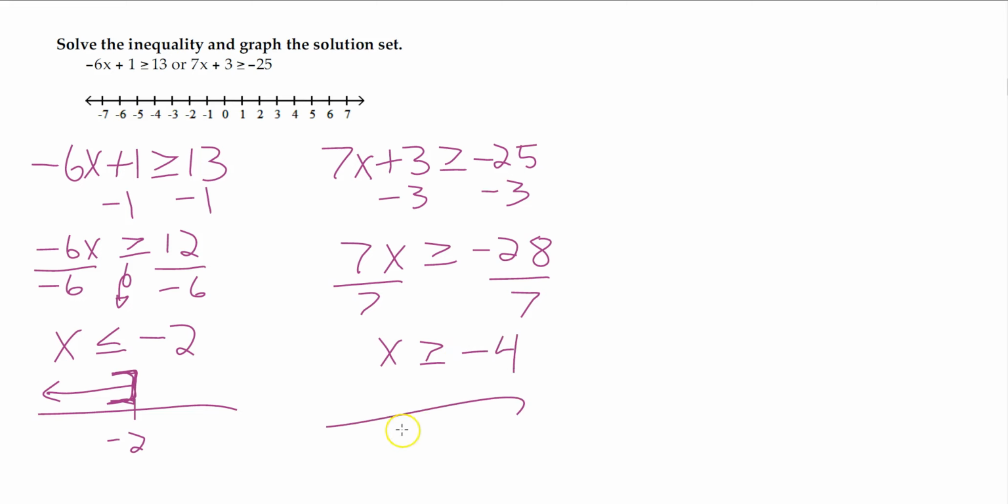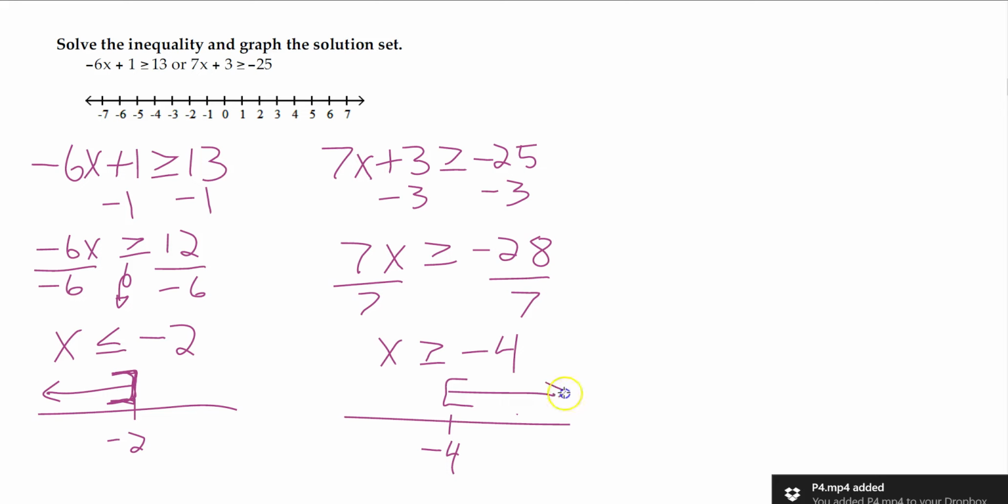Okay, on a number line, wow, that is a crazy looking straight line. Let's try that again. Better, negative 4. Greater than or equal to, so it goes to the right. Again, an infinite number of solutions.